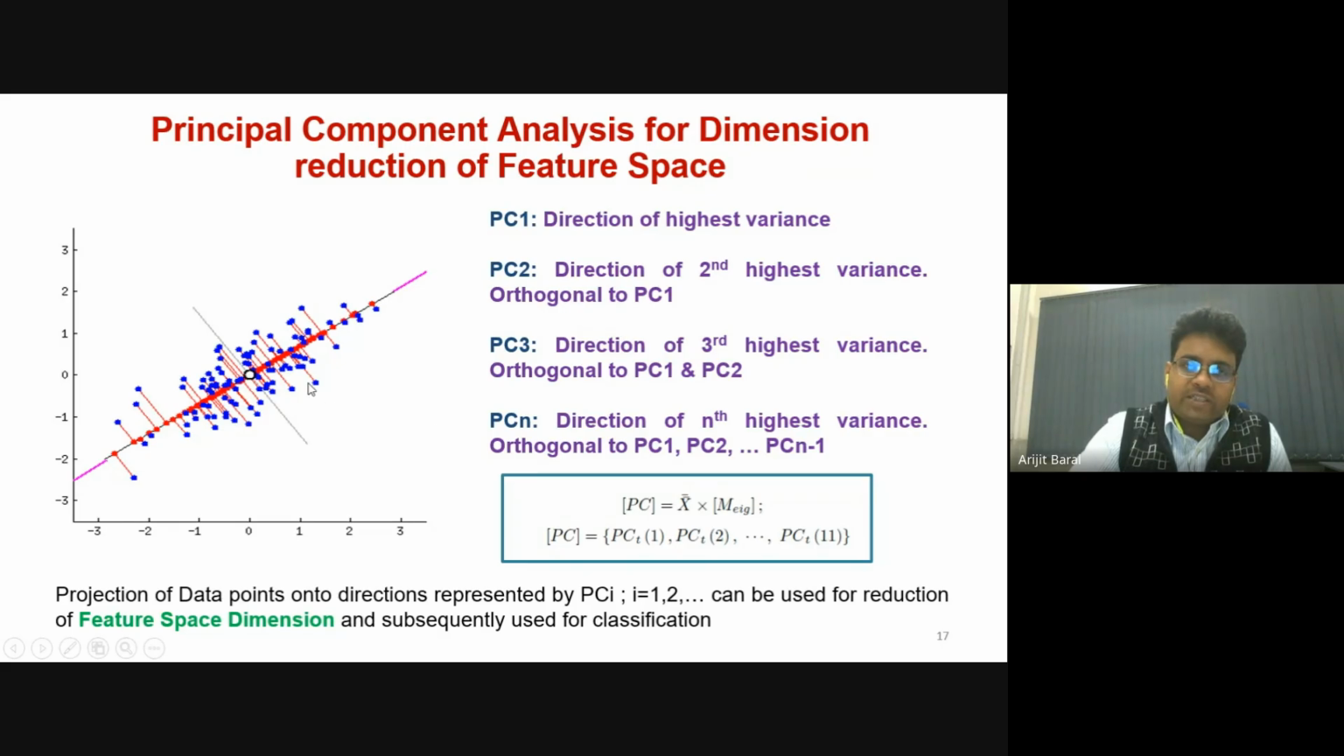And the direction which is orthogonal to principal component 1 will be principal component 2, and so on and so forth. Now, interestingly, mathematically it can be shown that only the first 3 or 4 principal components need to be considered. We don't need to consider all the principal components. And this is where the feature reduction, or the dimensionality reduction of the feature space, comes into the picture.